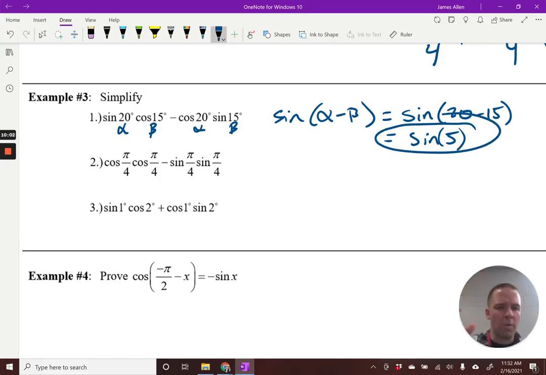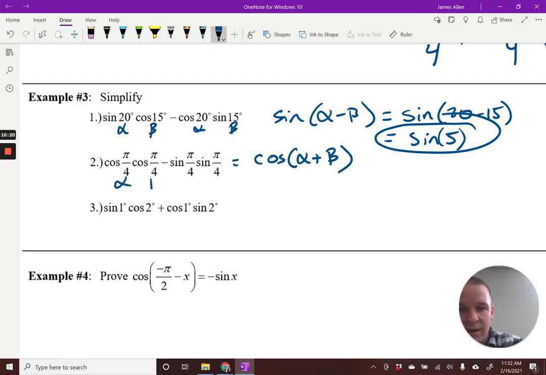That's it. All right. We're basically putting it back together. This is the expanded form. We're putting it back together. Here I have cosine, cosine minus sine, sine. So this is my cosine sum formula, right? It's an opposite sign in there.